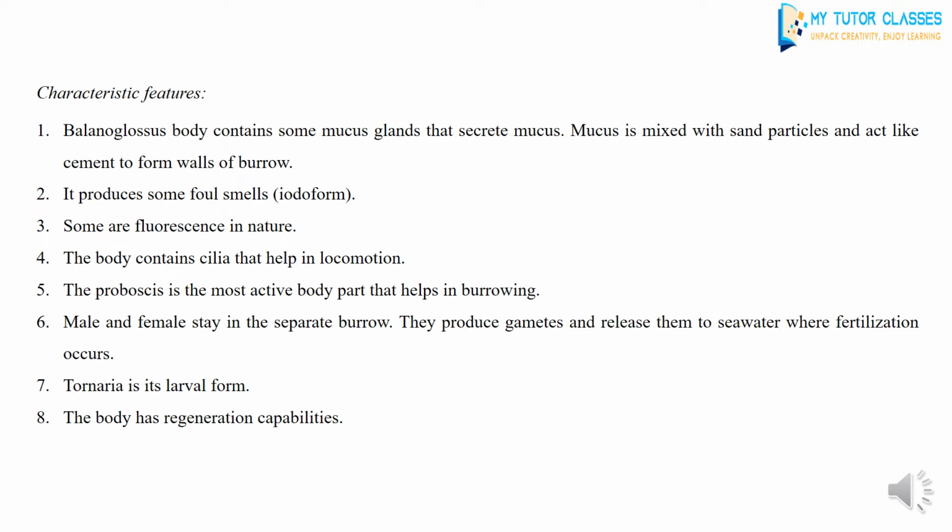The body contains cilia that help in locomotion. The proboscis is the most active body part and helps in burrowing. Male and female stay in separate burrows. They produce gametes and release them into seawater where fertilization occurs. Tornaria is its larval form, and the body has some regeneration capabilities.